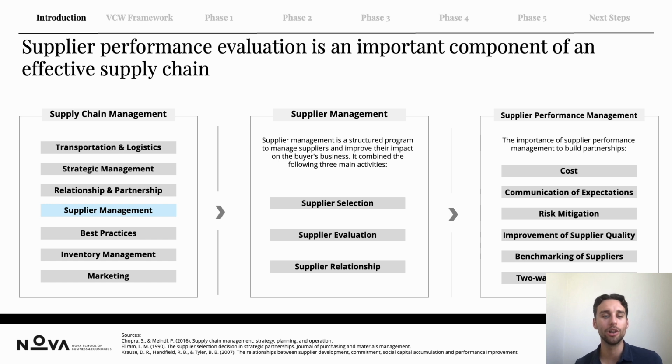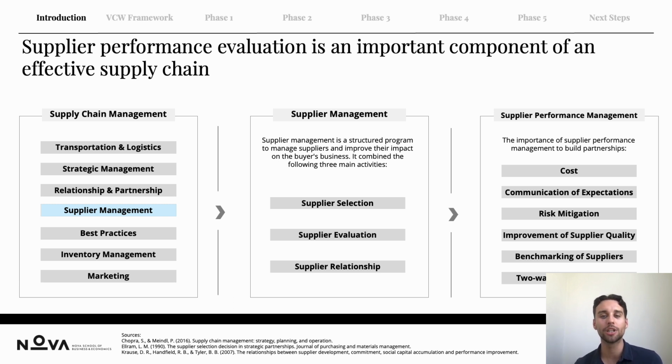Now getting a little bit more into detail about supplier performance evaluation, which is an important component of an effective supply chain. Here on the left, you can see the different components of supply chain management. For example, from transportation to logistics to relationship and partnership and supplier management. There's really a lot to cover in a good supply chain, and supplier management is really part of that. And supplier management can basically be defined into 3 main activities. First, the supplier selection, second, the supplier evaluation, and third, the supplier relationship.